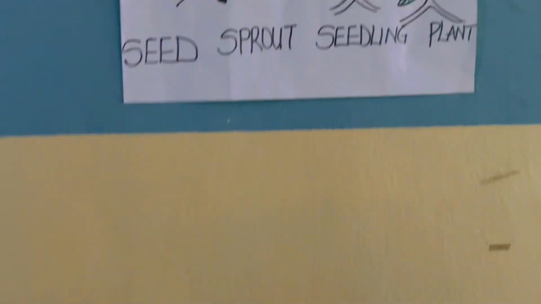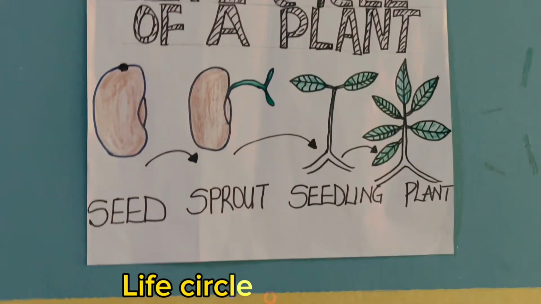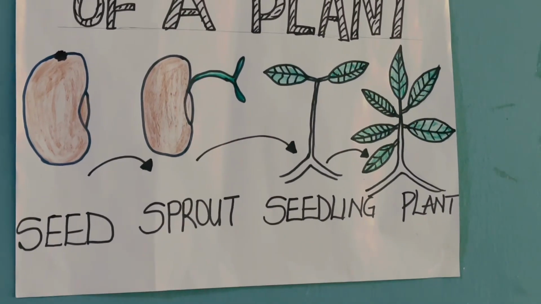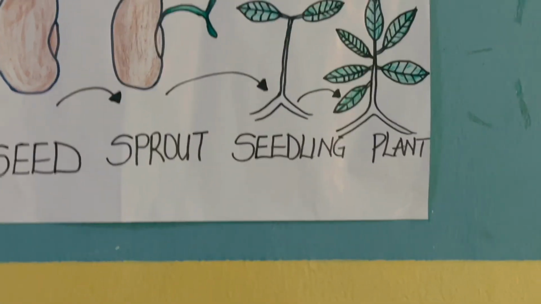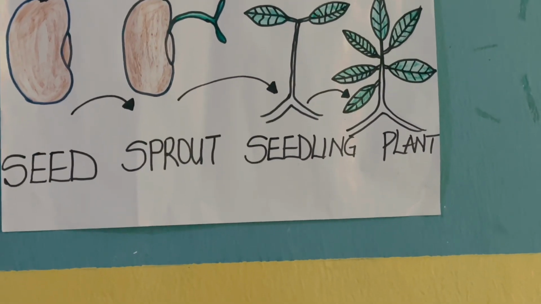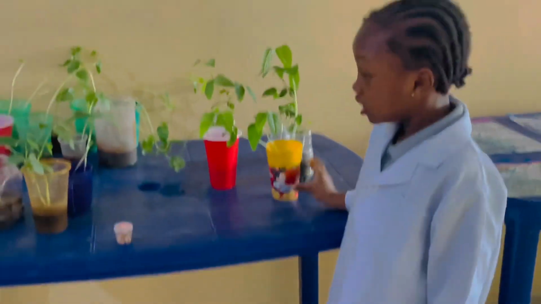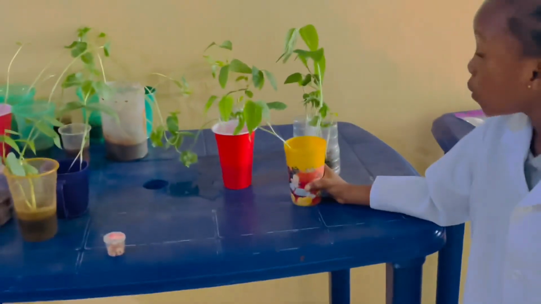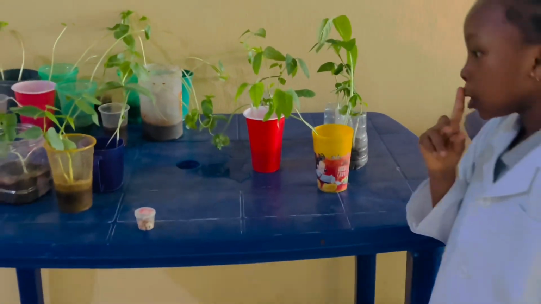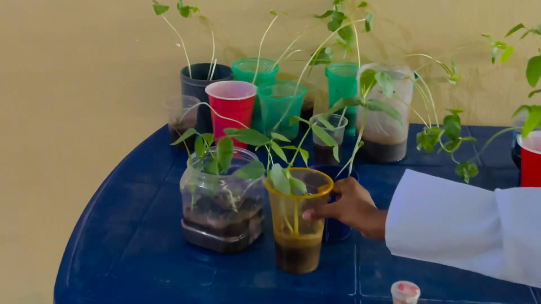Life cycle of a plant. Okay. From a seed to a sprout. From a sprout to a seedling. From a seedling to a plant. Okay, please be audible, right? So this is the seed. Okay.